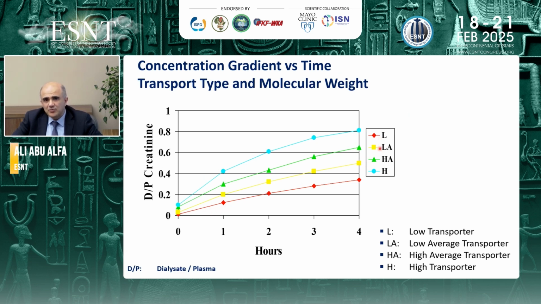Let's take it by transport status. If it is high transport, it's 80%. If it's low transport, it's 30%. Big difference compared to urea. So these patients are not dialyzing, quote unquote, as well as those patients in blue. You give them more time, they get more.